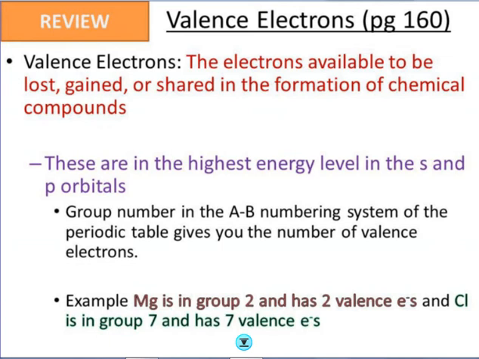So these are the ones that are going to be found in the s or the p orbitals, not in the d orbitals. If you want to know how many valence electrons, a quick, easy way is which column they are in on the s and p orbitals. Okay, if they're in column 2, like magnesium, they have 2 valence electrons. Chlorine is all the way at the other end in column 7, so it has 7 valence electrons.